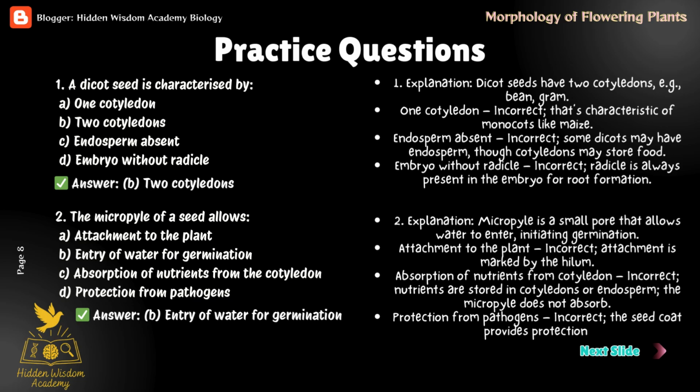Explanation. Option A, attachment to the plant, is incorrect because that is shown by the hilum. Option B is correct because the micropyle is a small pore that allows water to enter, starting germination. Option C, absorption of nutrients from the cotyledon, is wrong because the micropyle does not absorb nutrients. Cotyledons and endosperm store the food. Option D, protection from pathogens, is incorrect because protection is provided by the seed coat, not the micropyle. So, option B is the correct answer, that is entry of water for germination.